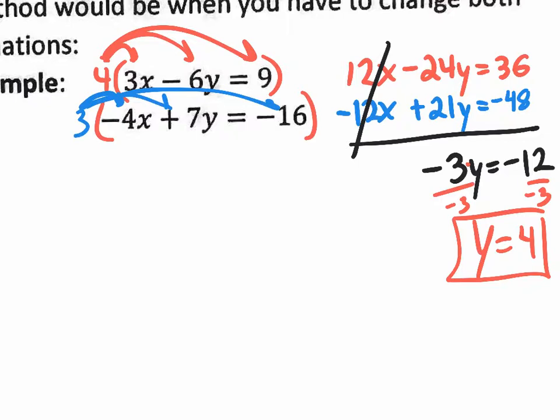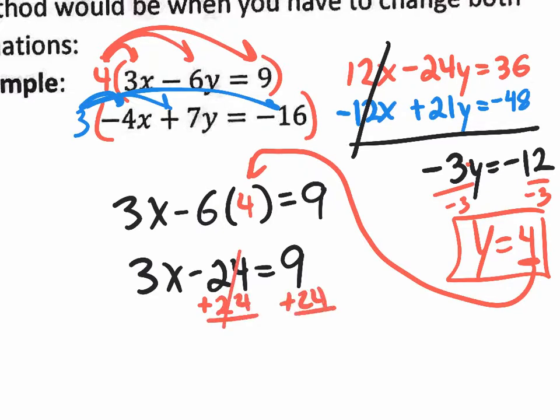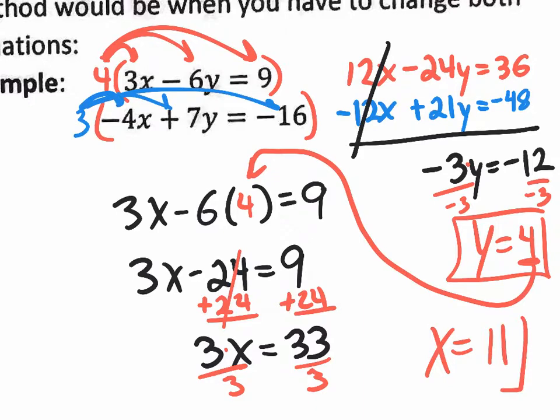I still need the other value. Let's plug it back into any equation to find the other value. Let's go with the top one. 3x minus 6 times y equals 9. But I'm going to plug in the 4 that y equals right in there. So I really have 3x minus 24 equals 9. And I get rid of that minus 24 by adding 24 to both sides. So I will get 3x equaling 33. The final step would be to divide by 3. Divided by 3, x equals 11.